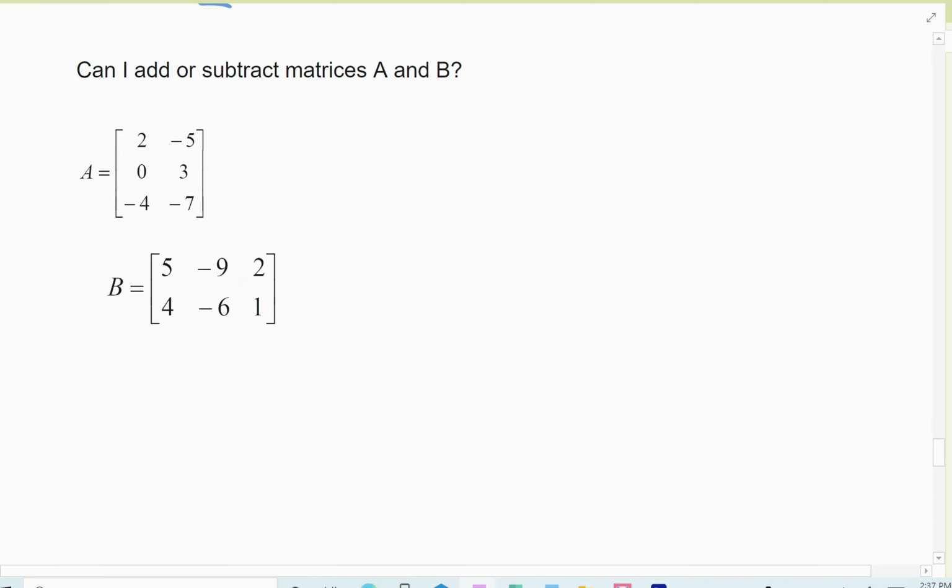The last thing from 4.1. So what we want to always do when we add and subtract is I always have to have enough numbers, right? That's why they have to be the same size.